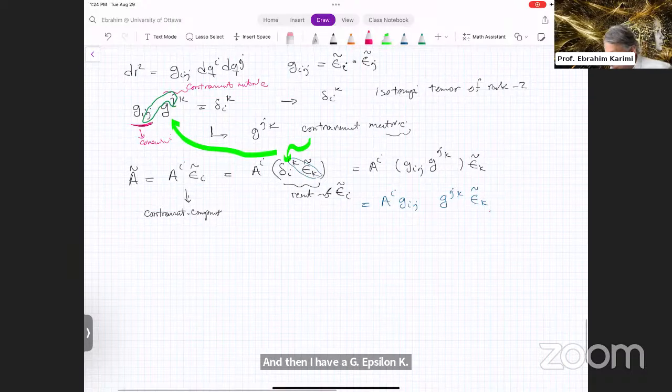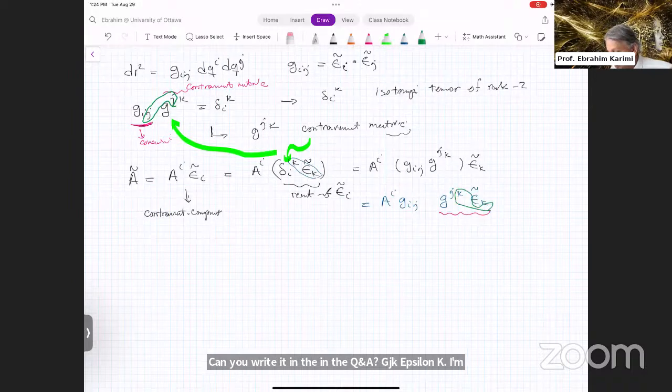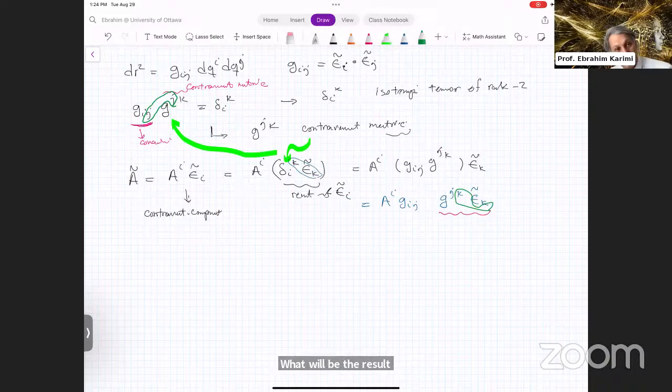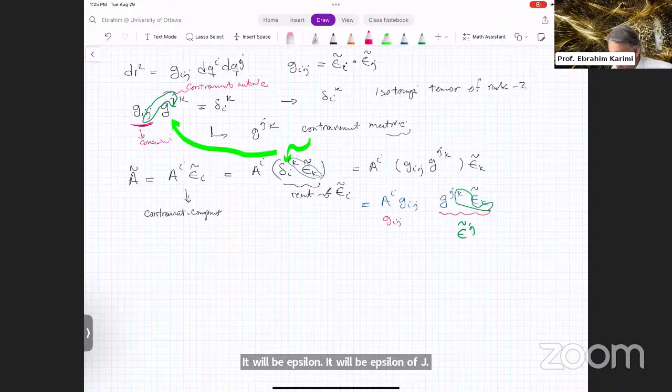Knowing that the G is a tensor, what would be the result of that? Can you write it in the Q&A? G_JK epsilon K, I'm summing over the index of K. What will be the result? Is it G, or should it be epsilon? It will be epsilon J. And what happens with the first one? It will be G_IJ A^I. What will be the result? Can you type in Q&A? Exactly. The result of these will be a J index.